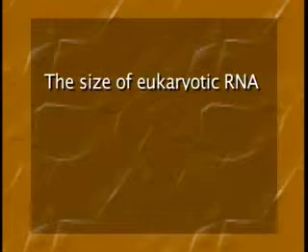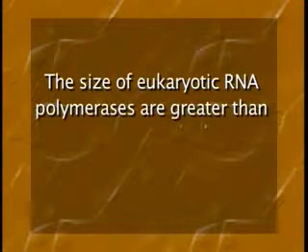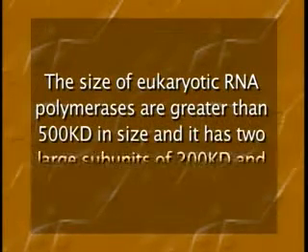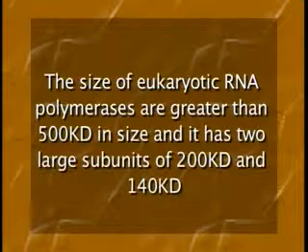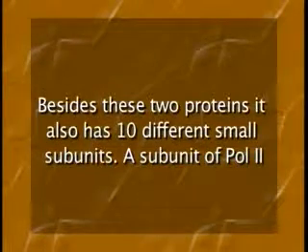Eukaryotic RNA polymerases are greater than 500 kD in size, and each has 2 large subunits of 200 kD and 140 kD. The 200 kD subunit is similar to the beta subunit of E. coli RNA polymerase and has a similar function of template binding. Besides these 2 proteins, it also has 10 different small subunits.